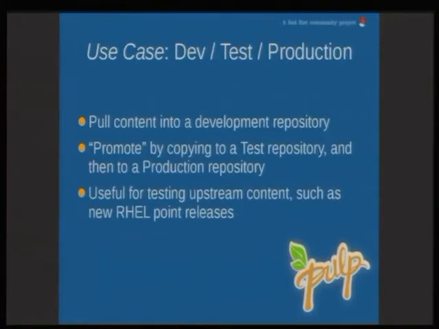So let's see what the use cases for Pulp are. The typical use case is dev, test, production, where you pull the content into a development repository, you do some testing, and then you promote it by copying to the testing repository and then to a production one. So when you manage the content, you want to be sure that you don't screw up and by mistake provide the testing repo to a production one. So Pulp basically ensures that this will not happen. And it's very useful for testing upstream repos like new Red Hat point releases.